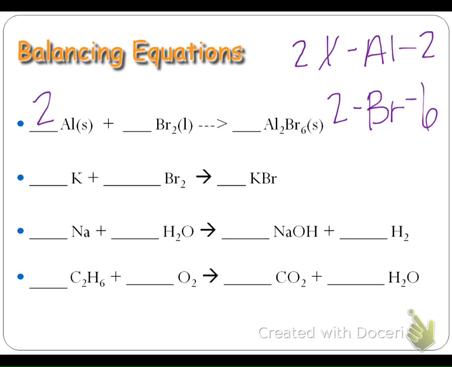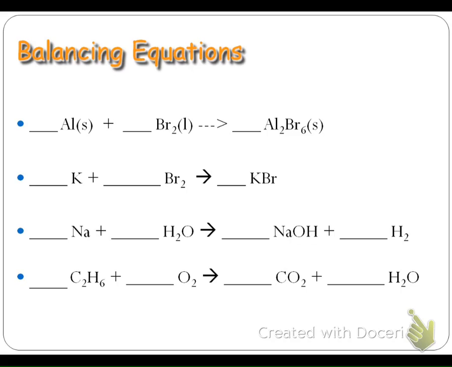How about balancing this bromine? We make this 2 a 6. We need to put a 3 here, okay? And then we can leave this blank, we just change this, so now we have a 6 there. If we don't put a coefficient here, we just leave it, okay? We don't have to put the 1 there. Just leave it blank, okay? All right, let's try the next 3 on your own.